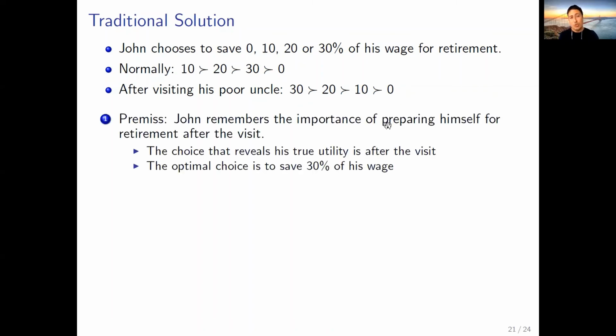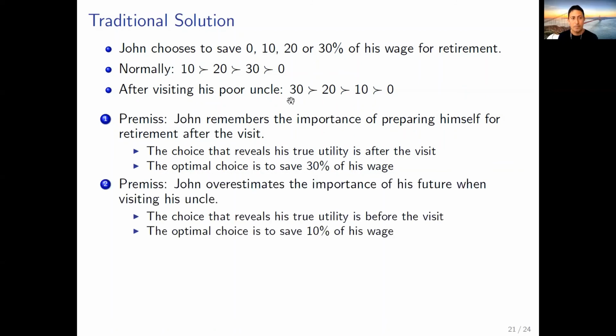Now, the traditional solution was to impose a premise over this problem. Let's say the premise, for instance, is that John remembers the importance of preparing himself for retirement after this visit. In this case, because he actually learns about the importance after the visit, the choice that reveals his true utility is the one after the visit, because that's when he remembers this important feature of his economic choice. So the optimal choice for John in this case is actually 30%, because this is the one that is revealing his true utility.